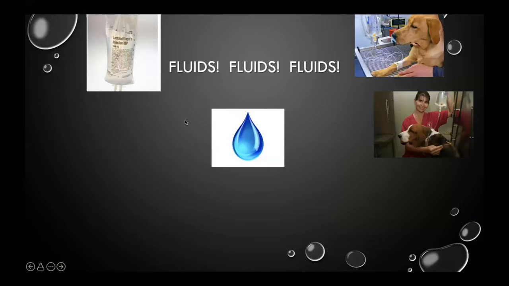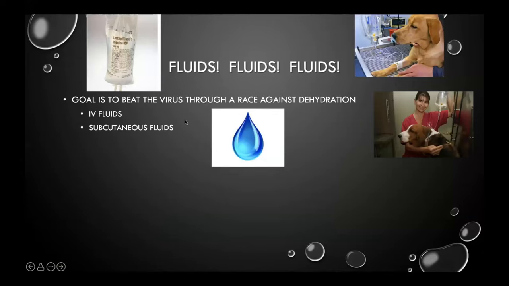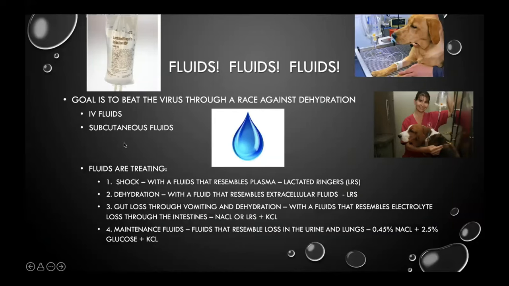So fluids. Again, the goal is to beat the virus through a race against dehydration. So, you know, IV fluids if possible, subcutaneous fluids if it's not possible. The best thing you can do is just keep getting fluids in those animals. So the fluids are treating the shock. If they're really shocky, you want to try and give a fluid that resembles plasma. So lactated Ringer's is good. Sometimes I'll actually give them plasma.